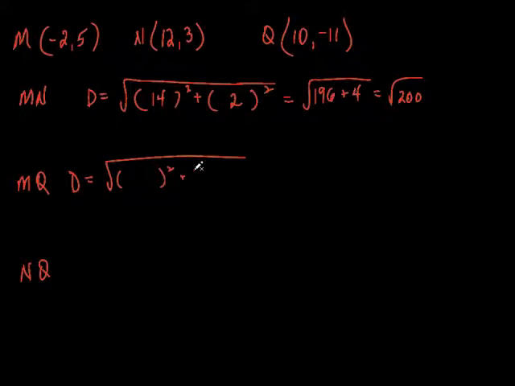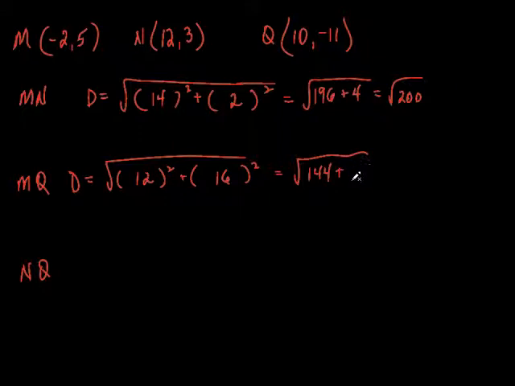All right, let's do NQ. It's these 2 right here. See, distance formula isn't hard if you know what to subtract and what to add and all that kind of stuff. All right, let's do NQ. Let's just subtract the x's. 12 minus 10 is 2. Let's do the y's. 3 minus negative 11, which is the same as 3 plus 11, which is 14. And look, that looks familiar, doesn't it? That's a 4, and 14 squared, we already did that, 196, and that's the square root of 200.